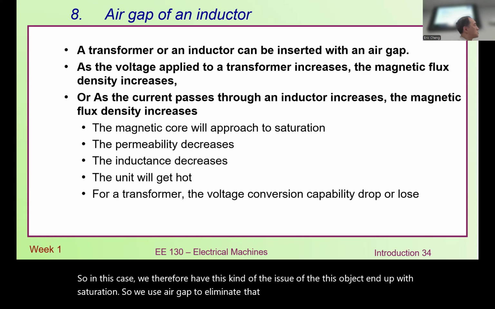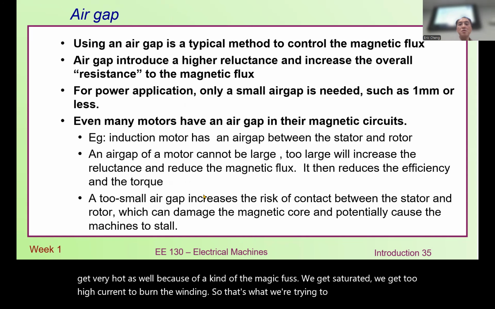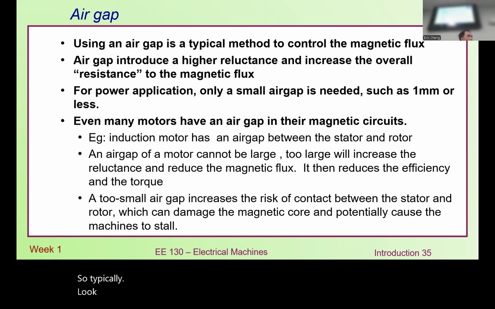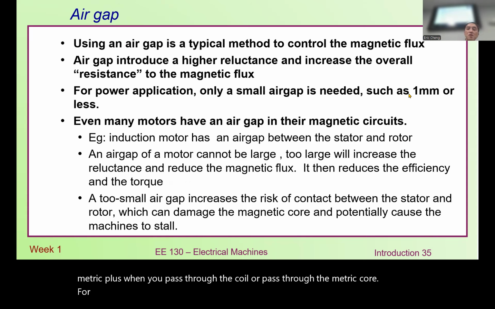If we don't do that, the unit may get very hot because of the magnetic flux. It gets saturated and draws too high a current, which can burn the winding. So that's what we're trying to avoid. Typically the air gap looks like a higher resistance to stop any saturation, increasing the resistance to the magnetic flux as it passes through the coil or the magnetic core. For power applications, as I mentioned before, it is usually really tiny, about 1 mm, or even smaller than that.